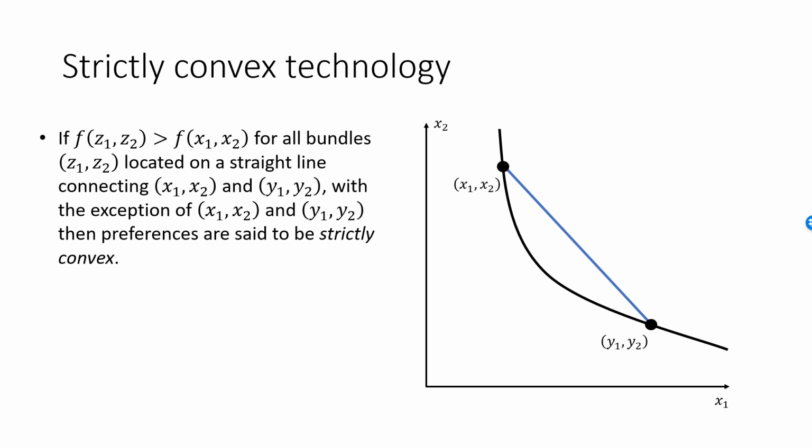For the bundles that I have selected in this example, it is clear that this condition is satisfied, but you can convince yourself that the same will be true no matter how I pick the x and the y bundle. So this isoquant, as opposed to the isoquant in the previous slide, is consistent with strictly convex technology. Of course, all isoquants must be like this for technology to be strictly convex.